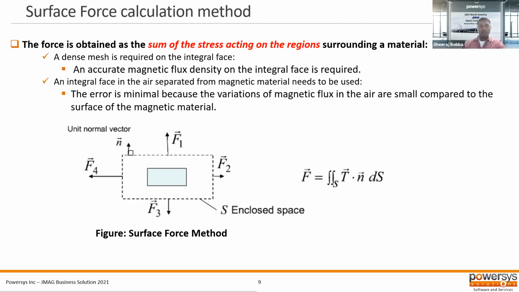There are some downsides to it. Of course, as I said, the dense mesh is required, which increases your calculation time. But the error in this method is minimal because the variation of flux densities in that air region, due to its low permeability, is quite minimal. So the noise or variation in this method is lower.